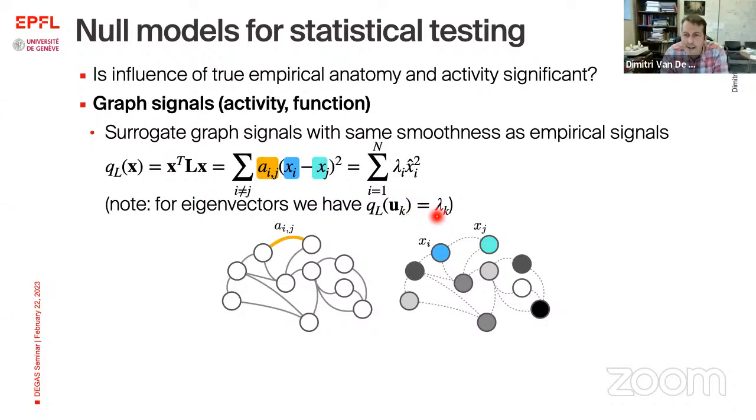So, of course, for eigenvectors, we get exactly the eigenvalue, which is always nice to see as well. So this is our measure of smoothness. Now, how could we generate surrogate graph signals that have exactly the same smoothness as the empirical signal?